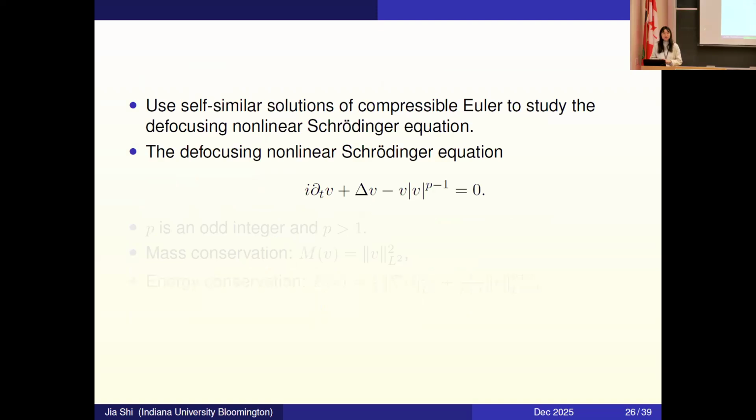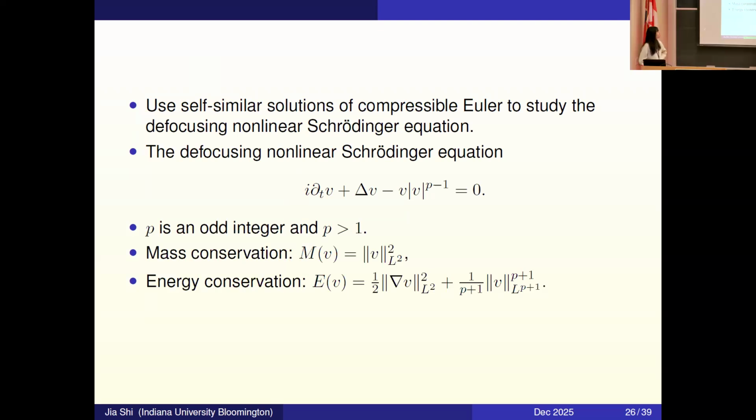So those are all I want to talk about in the first round about the fluids. And then we'll introduce a little bit about how to connect the compressible Euler to the defocusing nonlinear Schrodinger equation. So here's our defocusing nonlinear Schrodinger equation. As you can see, it's a complex equation, so V is a complex function. And this capital P is an odd integer to make sure everything is smooth, and it's also greater than 1. For these equations, there are 2 standard conservation laws: the mass conservation, the L2 norm is conserved, and the energy conservation, the homogeneous H1 plus the L^(P+1) norm is conserved.